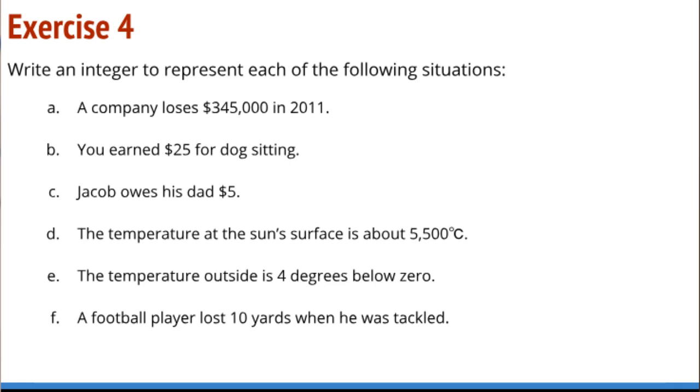So here we've got just a set of situations. We need to write an integer to represent each of the situations. Company loses $345,000 in 2011. That's a negative $345,000. And I will label it with dollars because it's money. You earned $25 for dog sitting. Well, that's $25. If we get really picky, that's a positive.